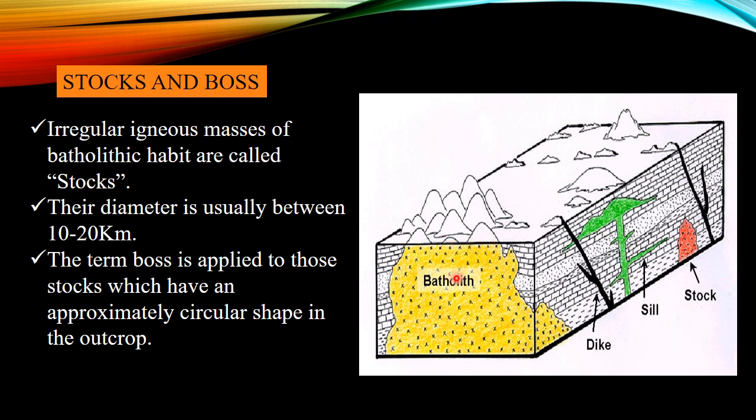This is called boss. The term boss is applied to those stocks which have an approximately circular shape in the outcrop. This is the outcrop pattern, and we can see above the batholith there is a little dome-like structure or a hummock or hill-like structure. This is called boss, and this is called stock. Stock is nothing but the small intrusion of the magma in the rock formation or in the rock strata. It is approximately 10 to 20 kilometers in diameter, and the term boss is applied to those stocks which have a circular shape.